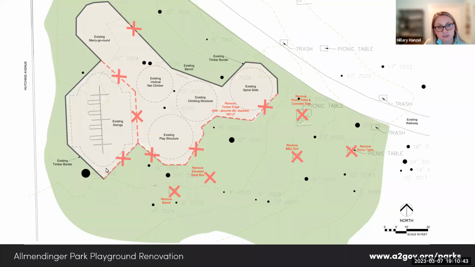What you see here is just, we'll be removing some of the existing wood edging that separates the different areas. So it's all going to be an interconnected wood chipped surface in the play area. And then, as I mentioned, we'd be removing the elevated sandbox, some existing benches, picnic tables, and a grill as well.